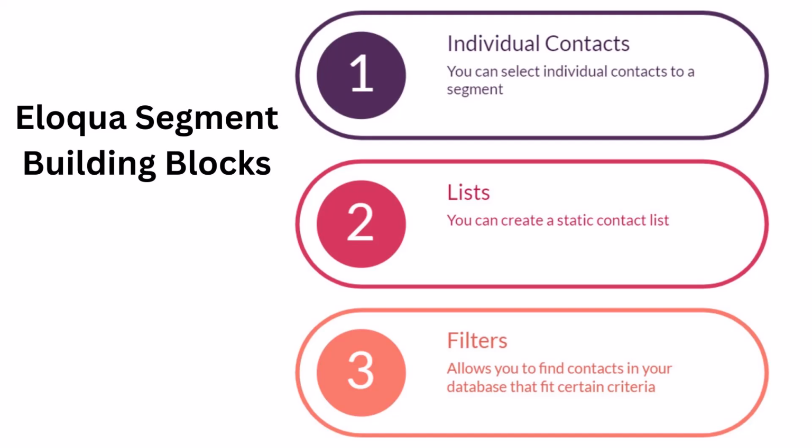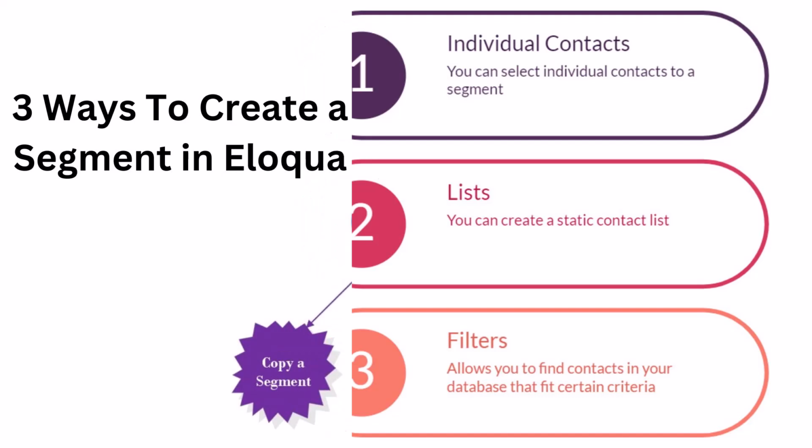fit a certain criteria. When you create these building blocks, you can choose to save these blocks as local or shared. The shared assets are available to all Eloqua users and can be added to any segment. Local assets, on the other hand, are only available for the segment for which that particular asset was created.